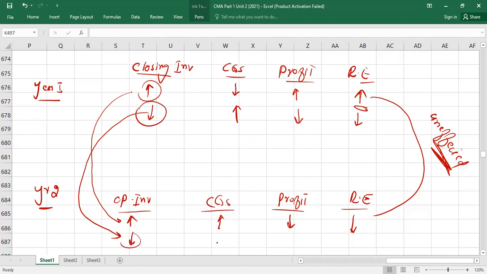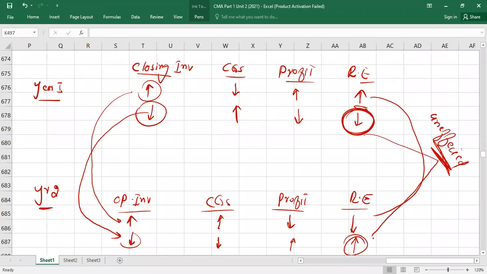If opening inventory is understated, cost of goods sold will be understated. Opening inventory is understated, right? I am also drawing the correct arrow, right? If opening inventory is understated, cost of goods sold will also be understated. If cost is understated, profit will be overstated. If profit is overstated, retained earning will be overstated, and look what happened here. Retained earning was understated, now retained earning is overstated. So over the 2 years again, it will be unaffected. Clear?